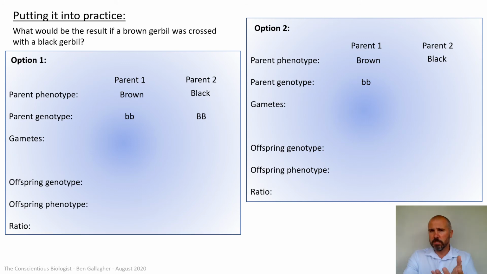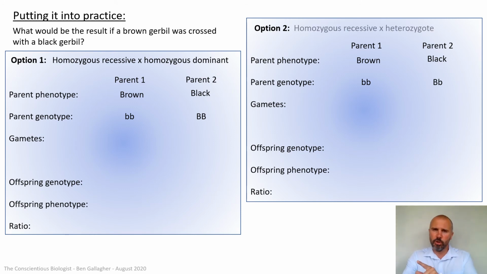Both copies of its genes, both alleles are black. Or in option 2 above me, it could be black brown. It could be the heterozygous genotype. Okay, let's work both through. Let's look at option 1 to start with, and let's put the names to these crosses as well. So option 1 is if it's a homozygous recessive crossed with a homozygous dominant. Option 2 is if it's a homozygous recessive crossed with a heterozygote.